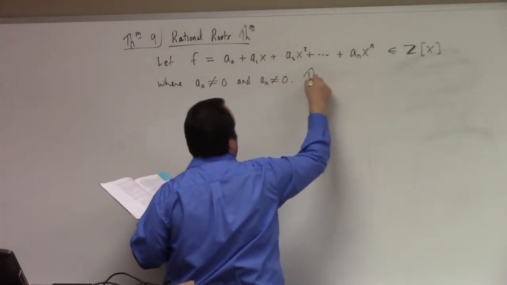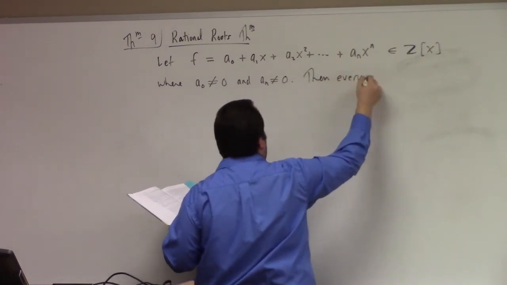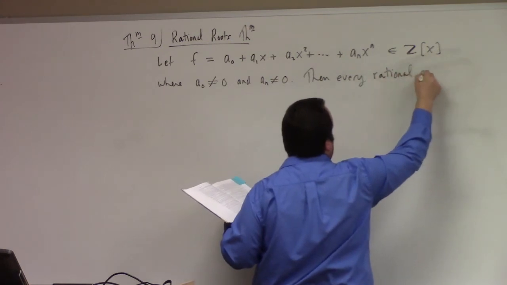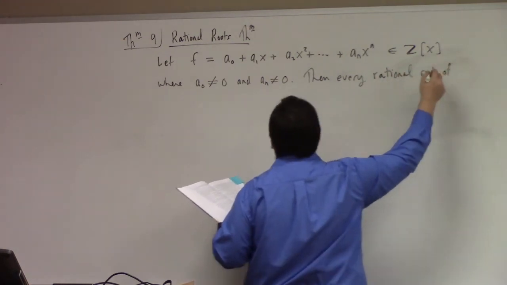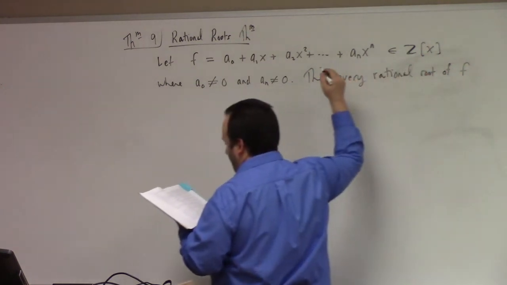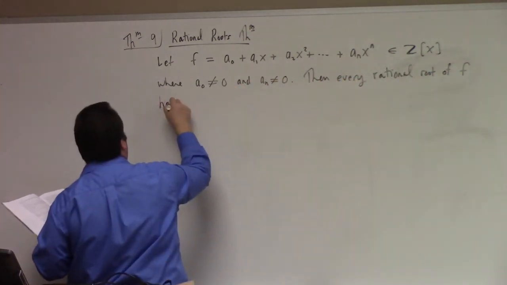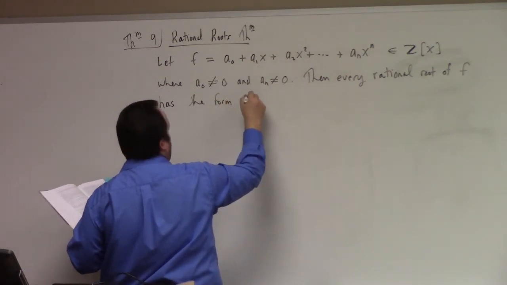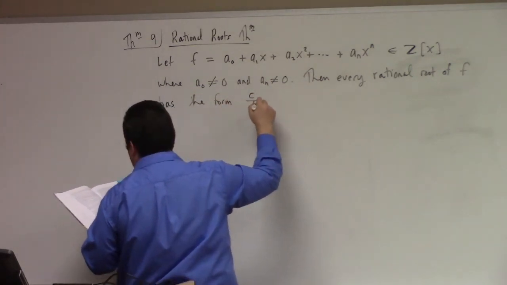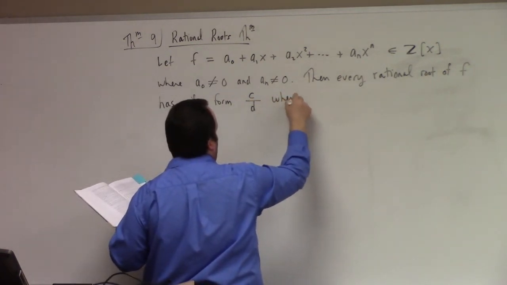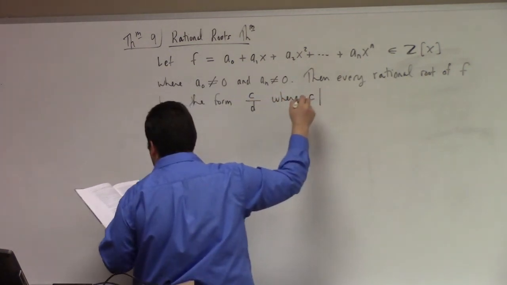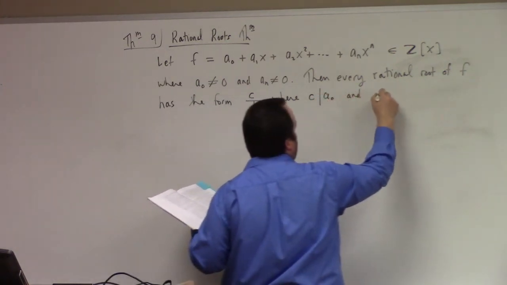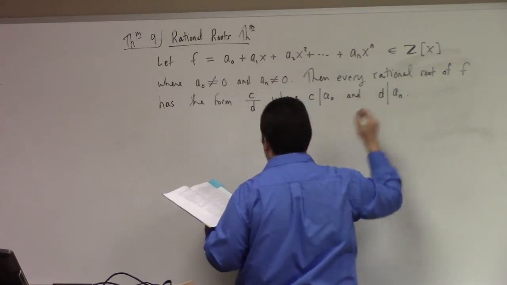All right, then every rational root of f has the form what? C over D, where what? Where C is a divisor of the constant, C divides a naught, and D divides a sub n.